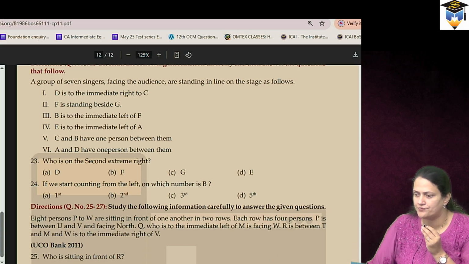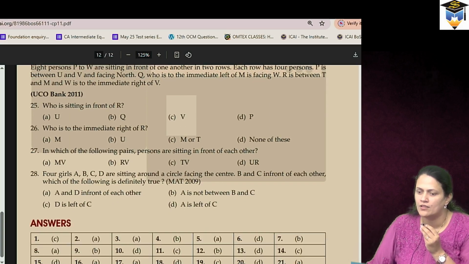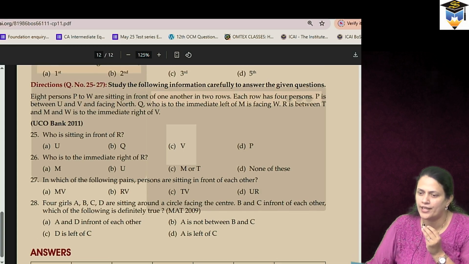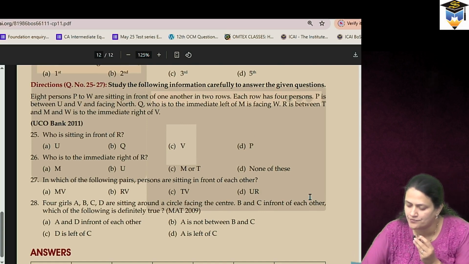Now let us solve this, and then we will stop for today. Questions 25 to 27, and then 28 is different. So shall I give you some time?